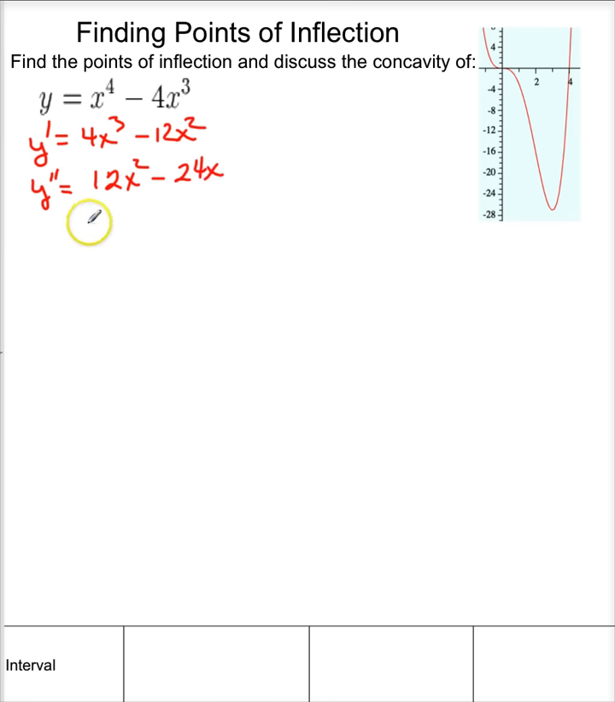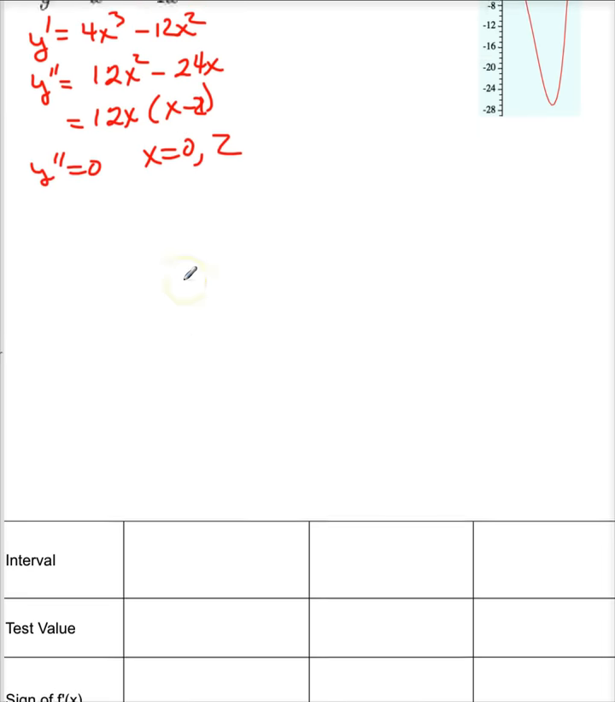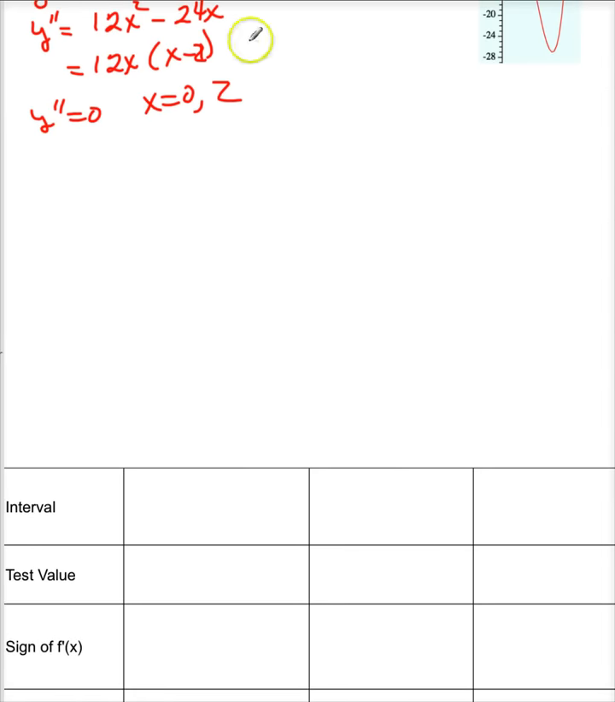Now go on and factor this as 12x times x minus 2. Now, where does the second derivative equal 0? It is defined over the entire interval. Second derivative equals 0 when x is 0 and when x is 2. So these are the 2 points we're going to look at. These are the only possible inflection points.